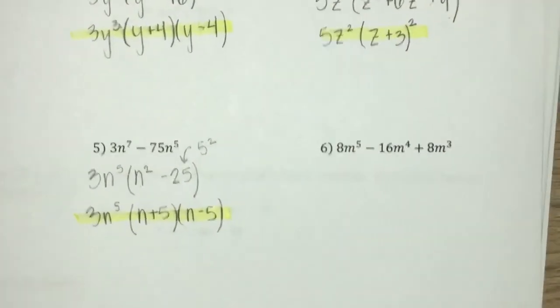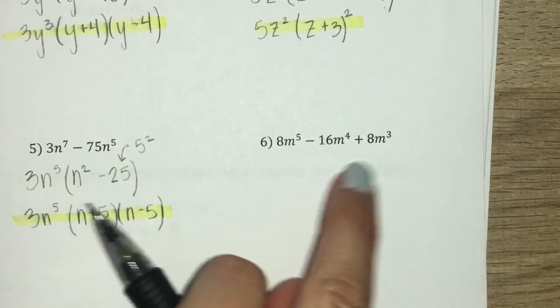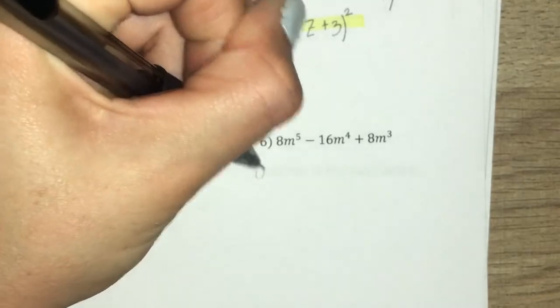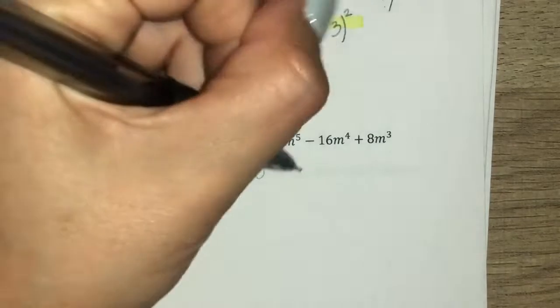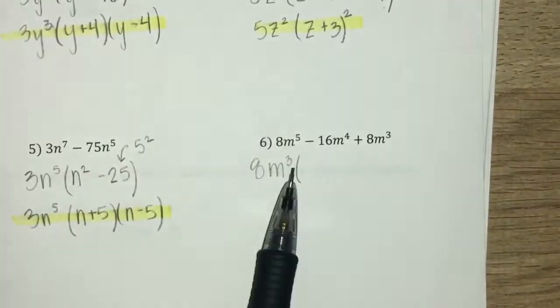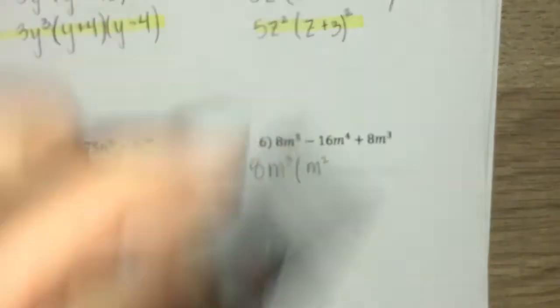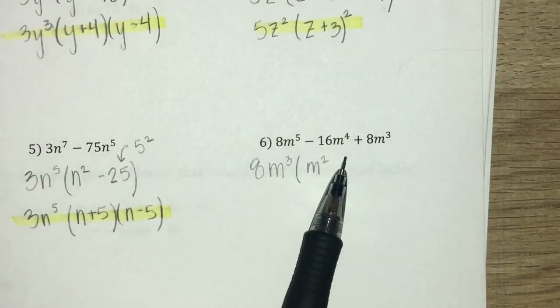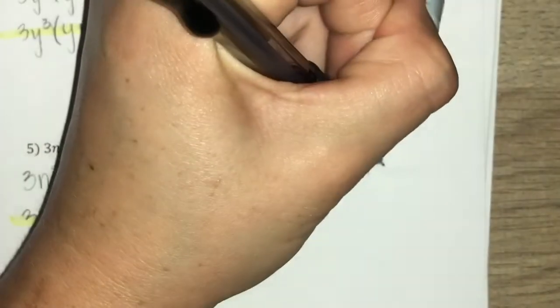And then for number 6, 8m to the 5th minus 16m to the 4th plus 8m cubed. I know I can divide them all by 8, so I can factor out an 8 as my greatest common factor, but I can also pull out at least m to the 3rd from every term. So I'll factor out an 8m to the 3rd as my greatest common factor, and then 8m to the 5th divided by 8m to the 3rd just leaves you with m squared. Negative 16m to the 4th divided by 8m cubed is just negative 2m. And then 8m cubed divided by 8m cubed is just 1.